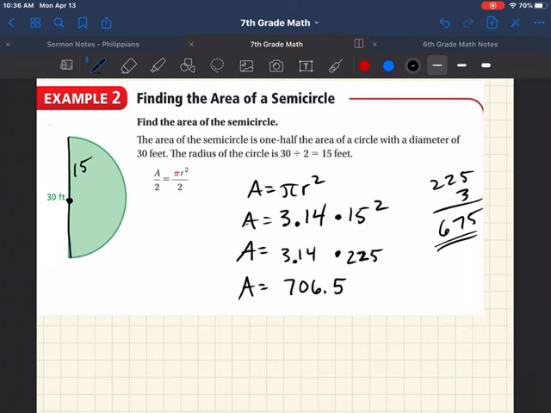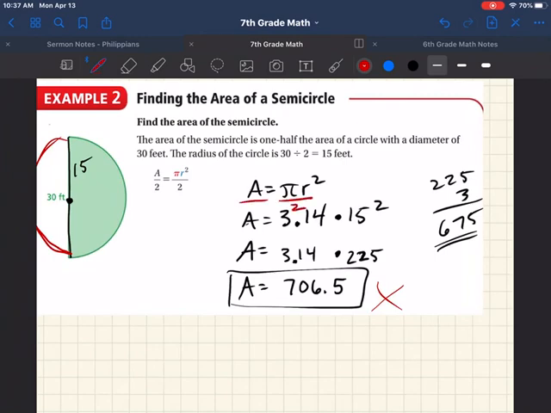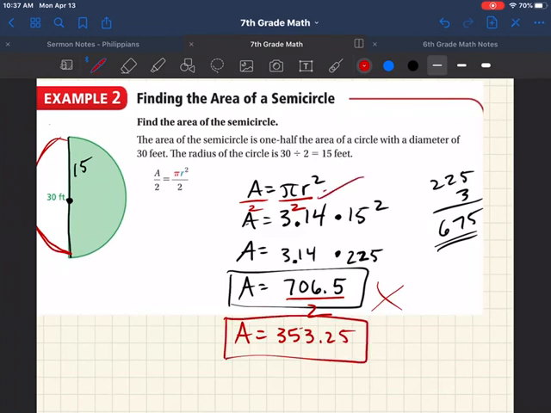So 3.14 times 225, and I get 706.5. Am I done? Nope. Why? Because that's for the whole circle. Okay? So don't forget that this was actually supposed to be divided by 2. Okay, so let's divide that by 2. And the area of the semicircle is 353.25.